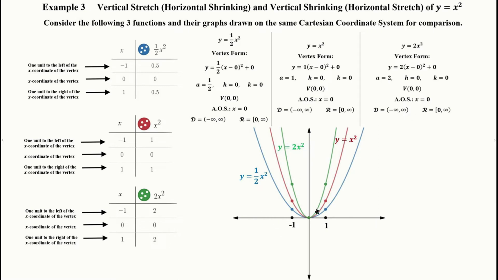Domain being all reals, range being all non-negative reals. They all have the same axis of symmetry. h equals 0 for all of them.